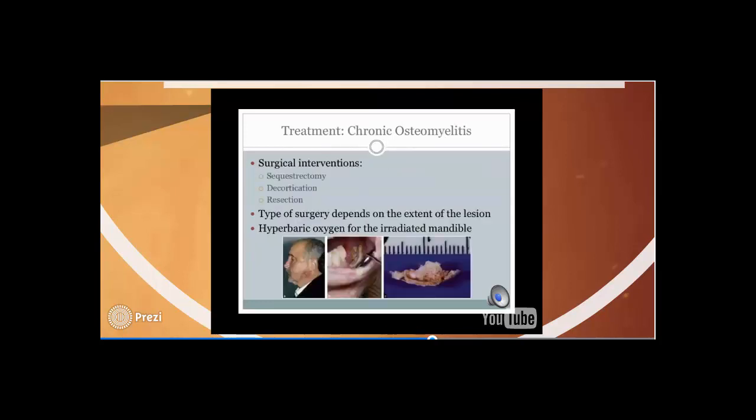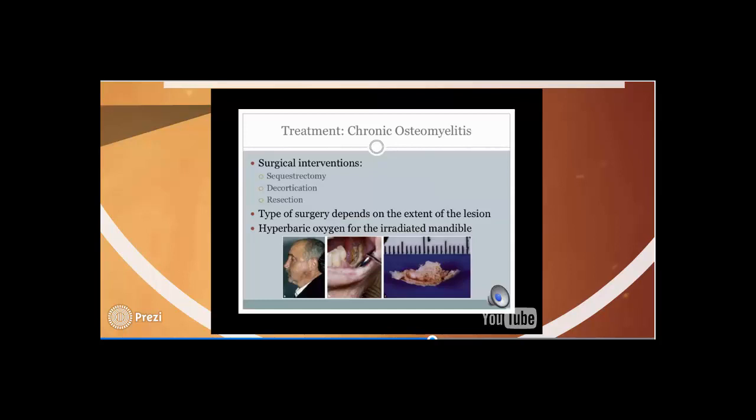Chronic osteomyelitis is often more difficult to treat than the acute form. Surgical interventions such as sequestrectomy, decortication, and resection may be indicated. The type of surgery depends on the extent of the lesion, with elimination of all infected and necrotic tissues as the goal. Use of hyperbaric oxygen is also advocated, especially in the irradiated mandible.